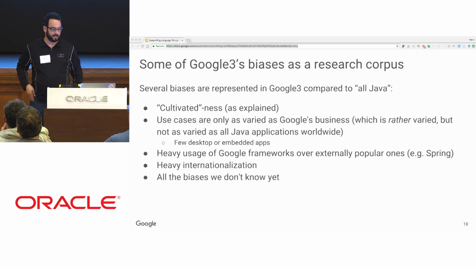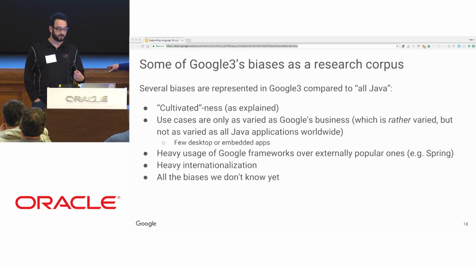As a research corpus, it has a number of biases. Here are some biases we thought of to disclose. Of course, there may be others. Bias is everywhere. Our use cases are quite varied. You may know that Google gets into a lot of different things, but they're not as varied as all the world's code. For example, we have very few embedded or desktop apps. And a big one is that we have a difference between what frameworks are popular internally and popular externally. Some of our frameworks that are very heavily used internally are actually internal only. Some of them are released, like Juice, but we use it way more than the average person does.